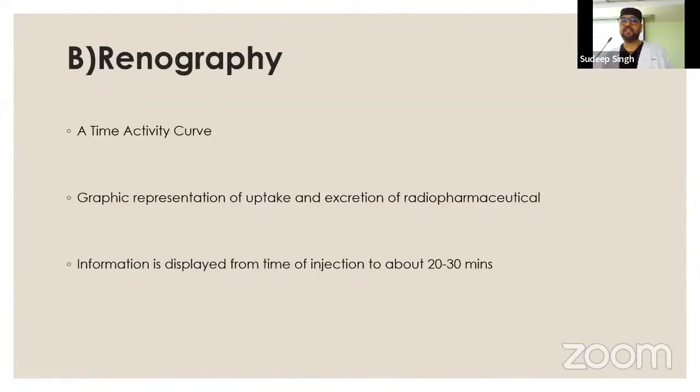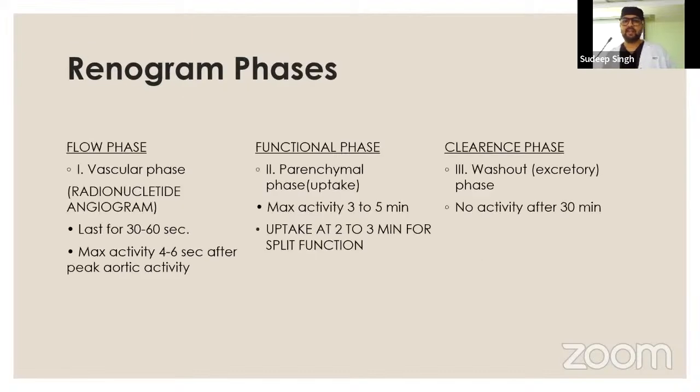Then renography. It is a time activity curve, the graphical representation of uptake and excretion of the radiopharmaceutical. Information is displayed from the time of injection to about 20 to 30 minutes. The renogram phases, there are 3 phases, the flow phase, functional phase, and the clearance phase. The flow phase is the vascular phase. It lasts for 30 to 60 seconds, and the maximum activity is seen at 4 to 6 seconds after the peak aortic activity. The functional phase is the parenchymal uptake phase, the maximum activity at 3 to 5 minutes.